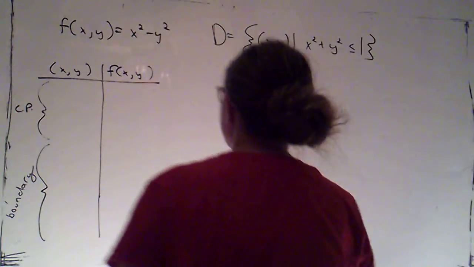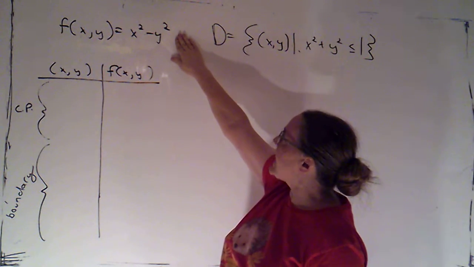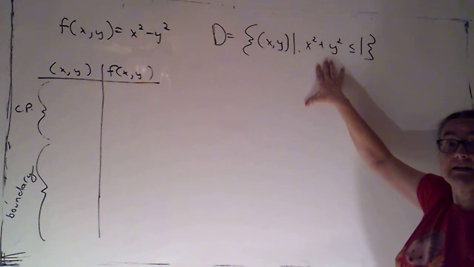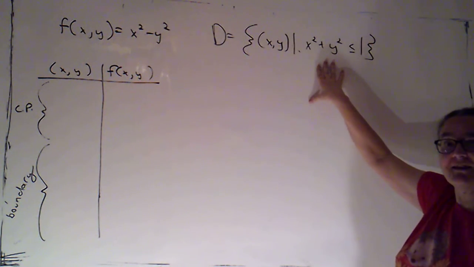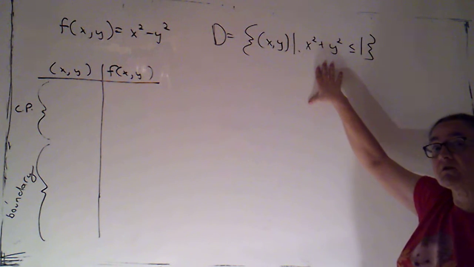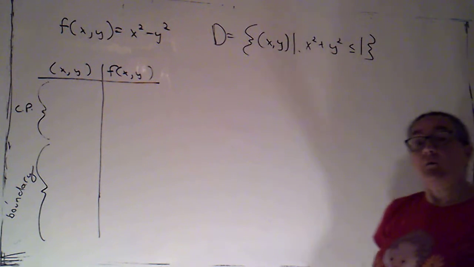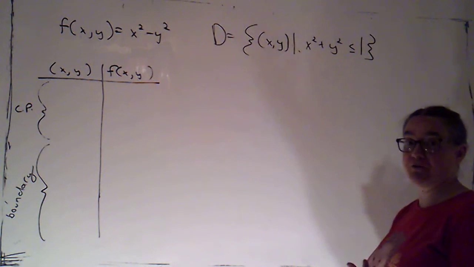The second question from the take-home quiz is up on the board here. f of x, y is x squared minus y squared, and we're working on the solid unit disk. Our function's continuous, our region is closed and bounded. The extreme value theorem assures us that we've got an absolute max and an absolute min. Now, that means, in general, we're going to have to check critical points and boundary points.